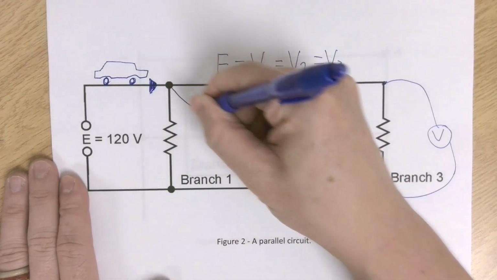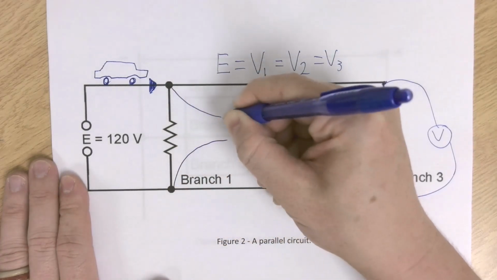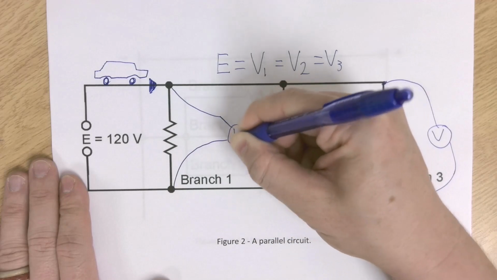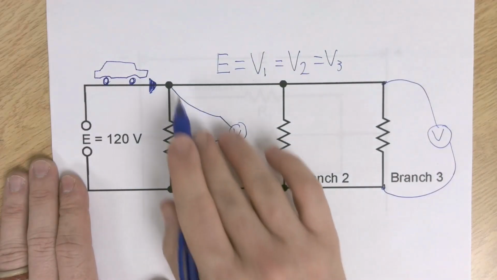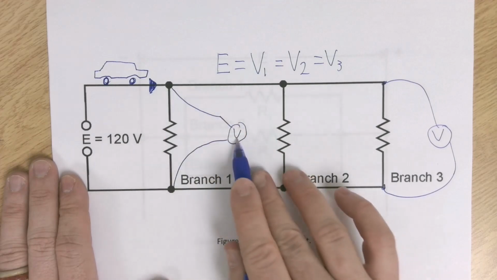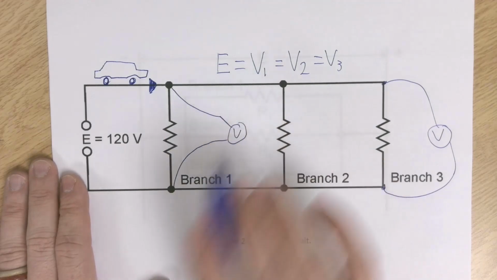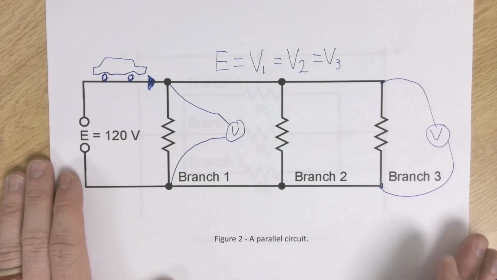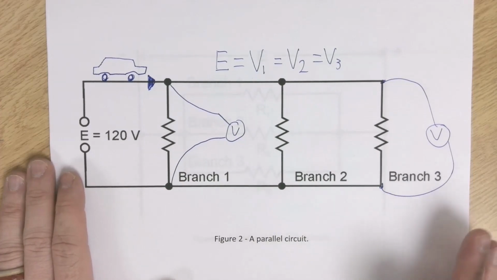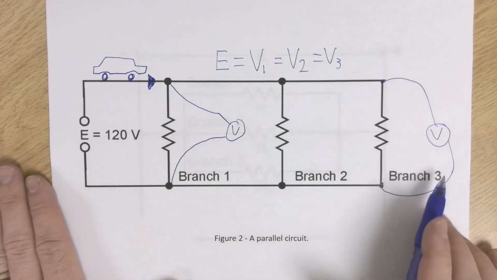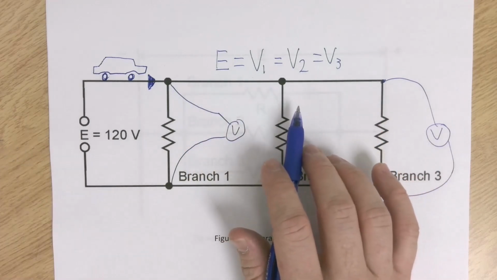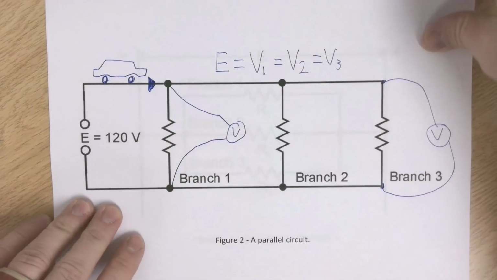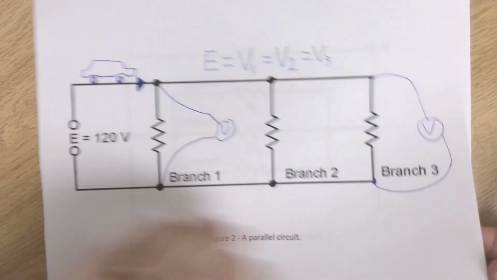The potential difference from the start of branch 1 to the end of branch 1, if we think of this as the start and this as the end, is going to be 120 volts. So voltage gets a bit simpler: once you find one voltage, as long as it's all parallel, then you get all your voltages. Okay, so that's a new rule for voltage in a parallel circuit.